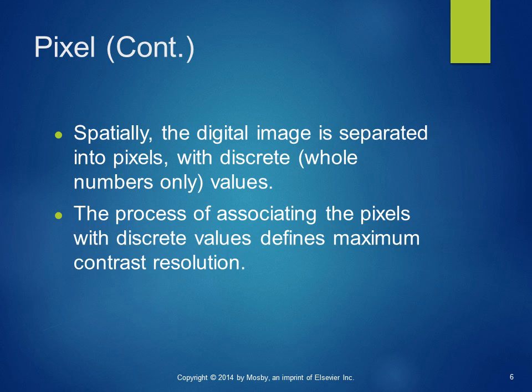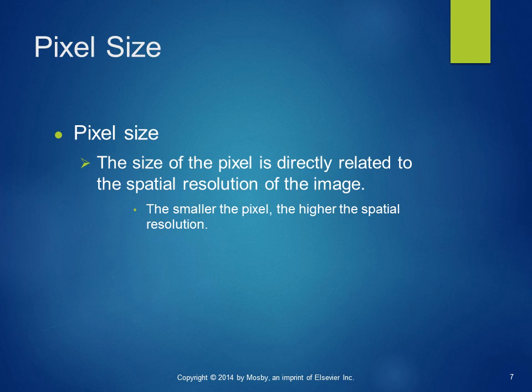Spatially, the digital image is separated into pixels with discrete whole number values only. The process of associating the pixels with discrete values defines maximum contrast resolution. Pixel size. The size of a pixel is directly related to the spatial resolution of the image. The smaller the pixel, the higher the spatial resolution.